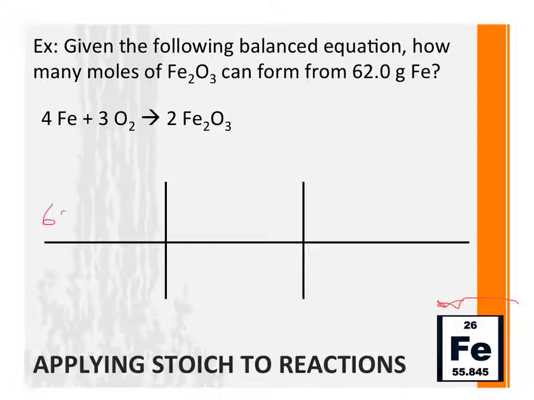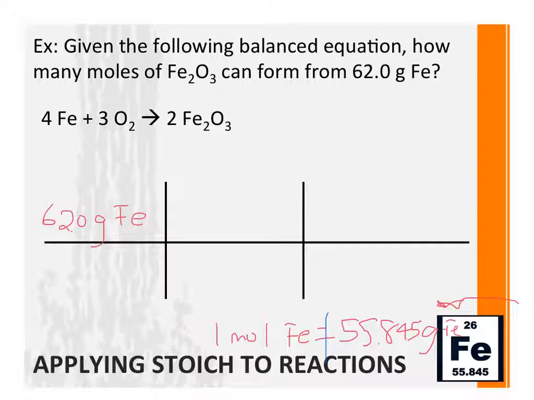So if I start with what I'm given, so 62.0 grams of iron, and I want to convert that to moles. Well, I know by looking at this periodic table square that 1 mole of iron is equal to 55.845 grams of iron. So if I choose a denominator, I'm going to put grams in the bottom so that it cancels out. So I'll have 55.845 grams of iron is in 1 mole of iron. So now grams will cancel out.